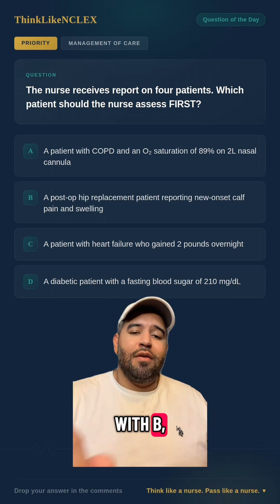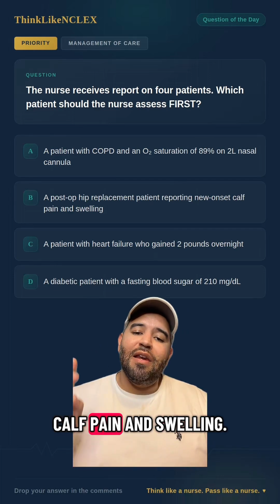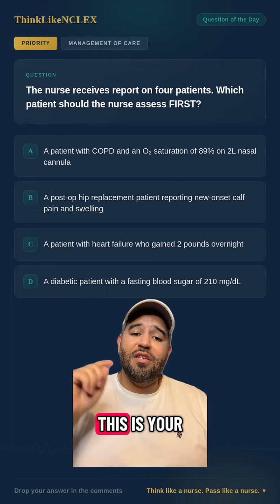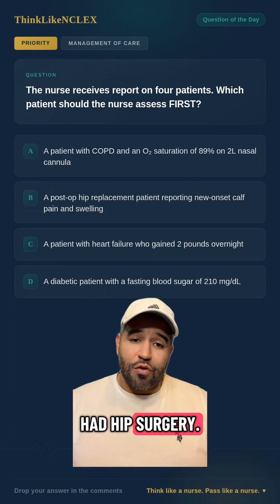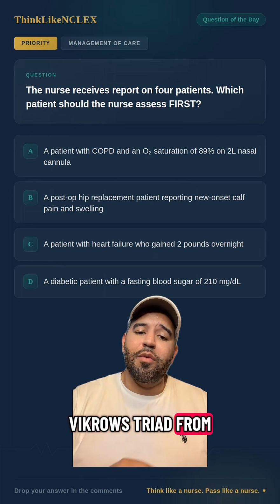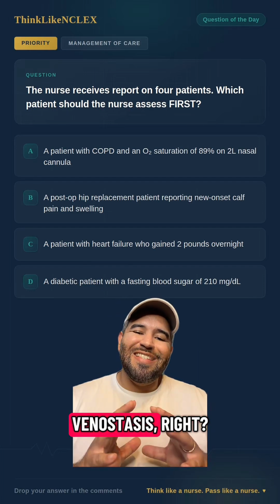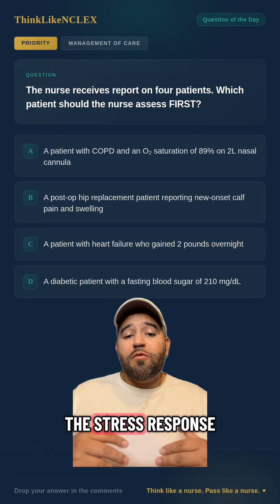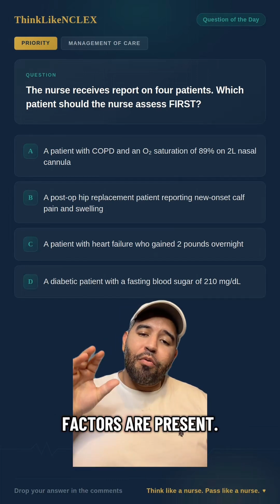That leaves us with B, a post-op hip replacement patient with new onset calf pain and swelling. Now, why is this important? This is your answer, and here's exactly why. This patient just had hip surgery. They've been immobile. Think back to Virchow's triad from the Clot to Crisis series, right? Immobility causes venous stasis, right? Surgery causes endothelial injury. The stress response causes hypercoagulability. All 3 risk factors are present.